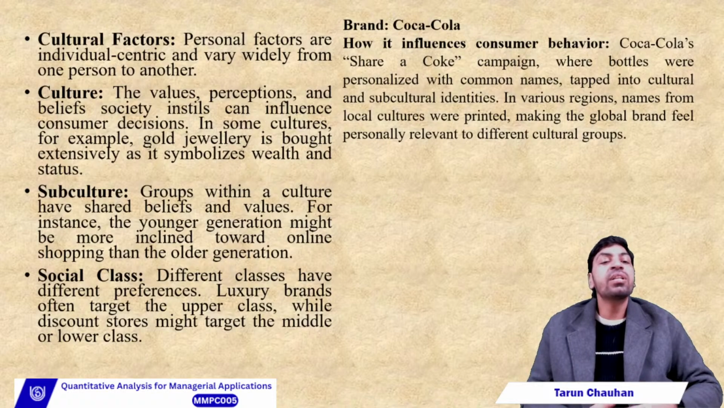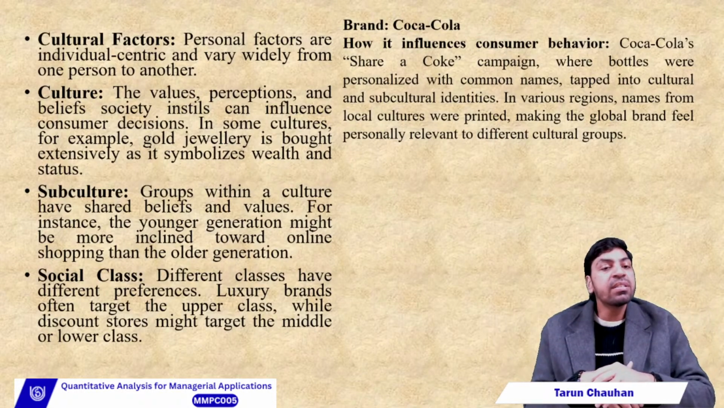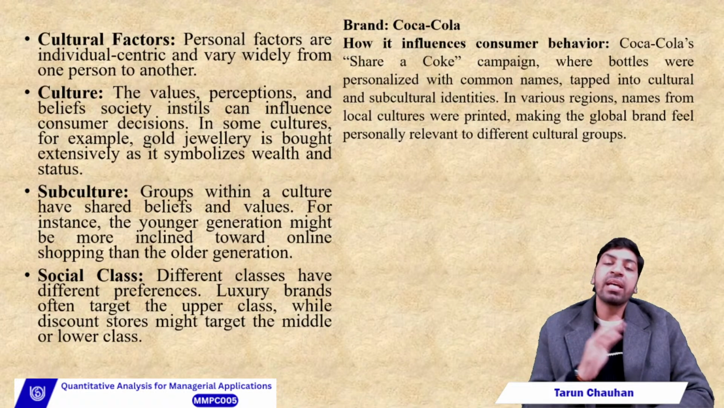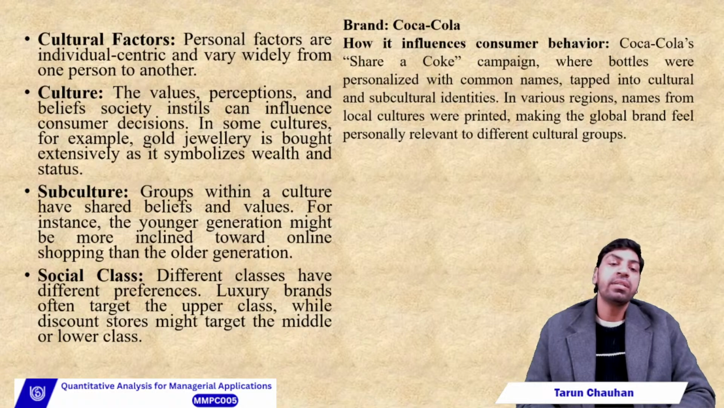But now the subculture has been involved, where plenty of people share their beliefs, values, and experiences, and it shows that the younger generation is more inclined to buy clothes or any products through online shopping rather than the older generation. The next one is social class. Different classes have different preferences. Luxury brands may target the upper class, while discount stores target the middle or lower classes.